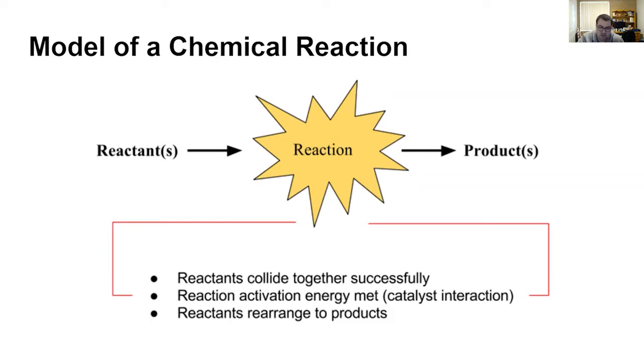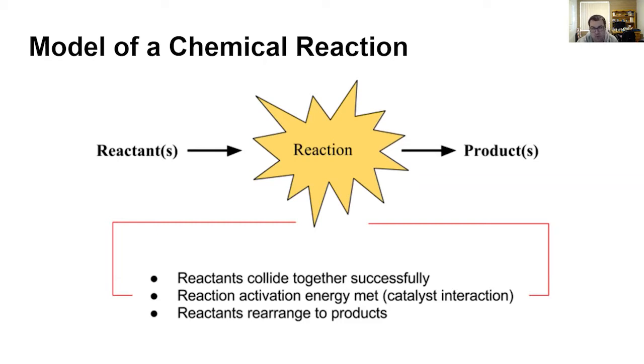All right, the materials that we bring together, the matter we bring together, we call those reactants. When they're brought together, a few things have to happen. The particles need to collide. They need to collide in the right way with sufficient energy for the reaction to actually take place. They need to meet the activation energy of the reaction. And it also needs to be possible for them to successfully rearrange to form stable products.